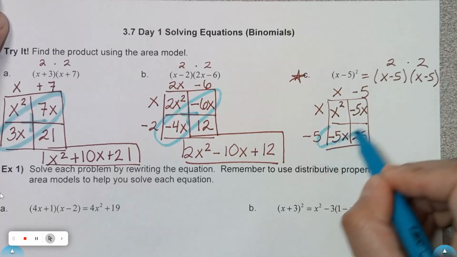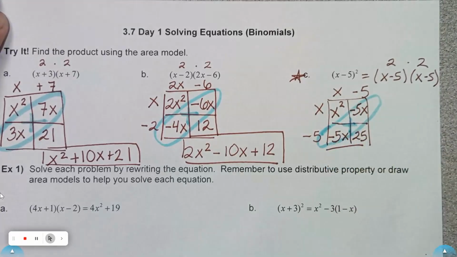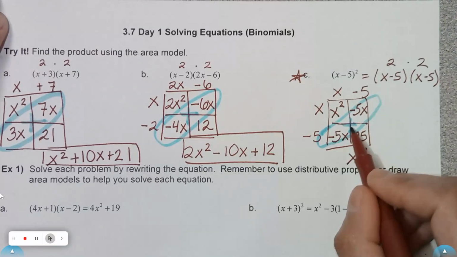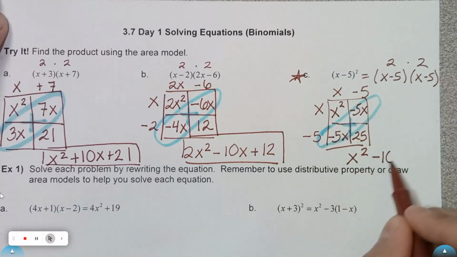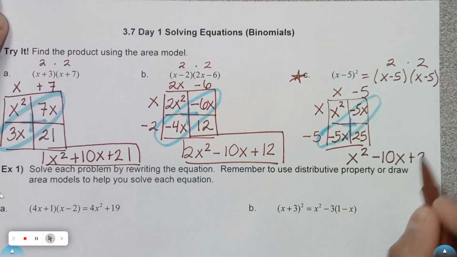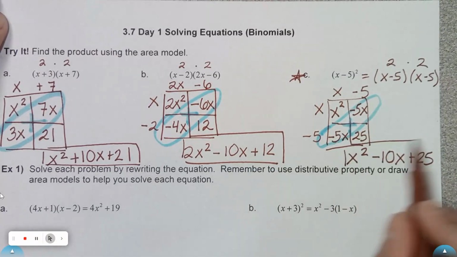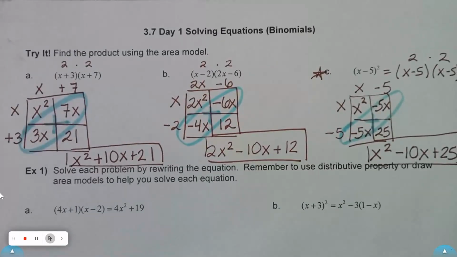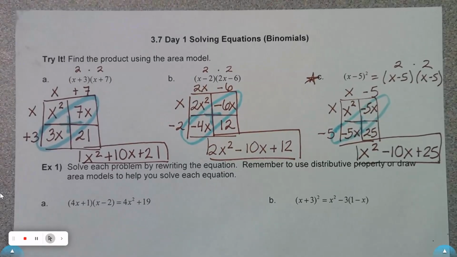I like to combine my like terms. I'm going to add them. So my final answer at the end is x squared. Negative 5x plus negative 5x is negative 10x. And then plus 25. That's my answer at the end. Okay, so those three problems should have been reviewed from the previous lesson, so 3.6. The next three problems are going to be the new stuff. And so let's get into it.